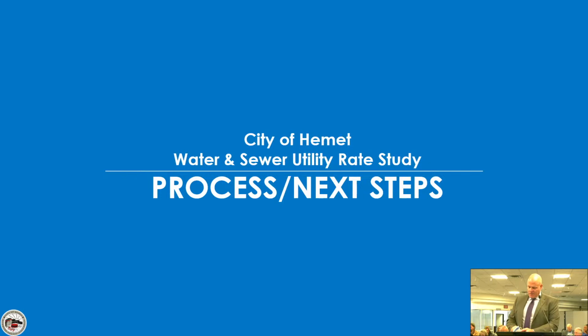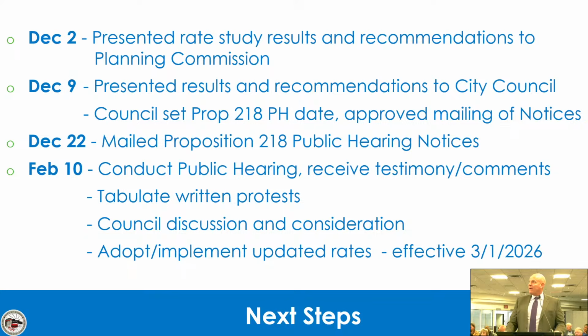Finally, just to wrap up, here is a summary of the steps that have gotten us to this point, and the next step. We presented preliminary results to the Planning Commission back in the first week of December, and then presented the results to you all a week later at the council meeting. At that meeting, you authorized the public hearing date for tonight and authorized us to mail notices to property owners and customers, informing them about the public hearing. Those notices were mailed December 22nd, and so we're here this evening.